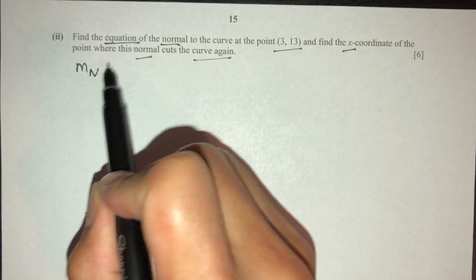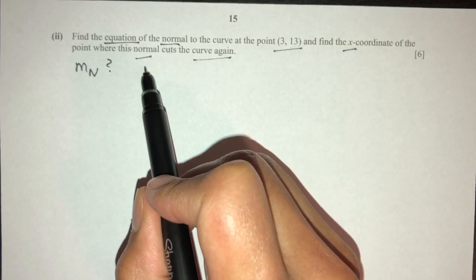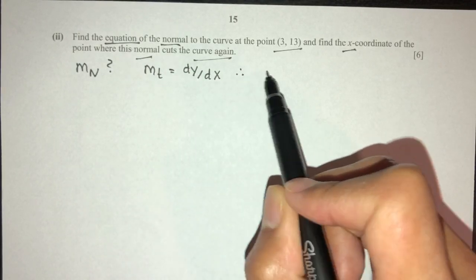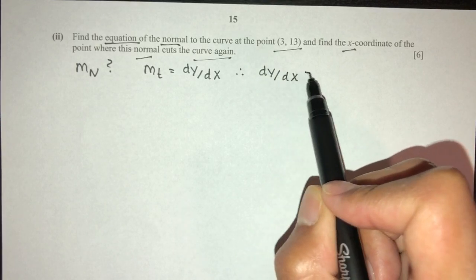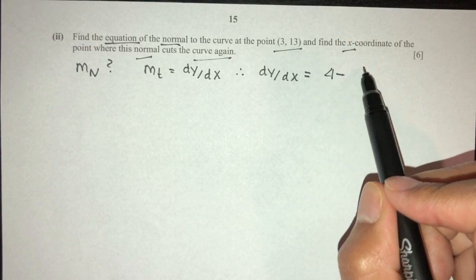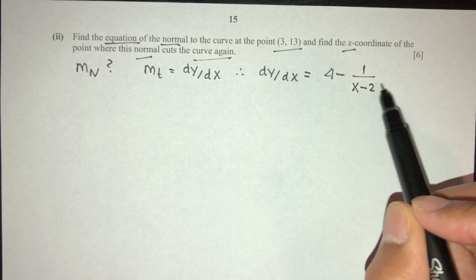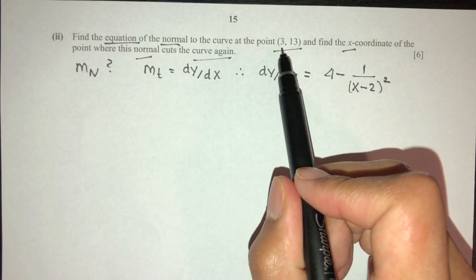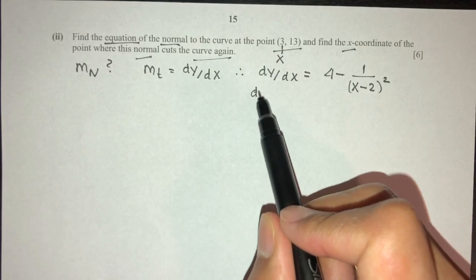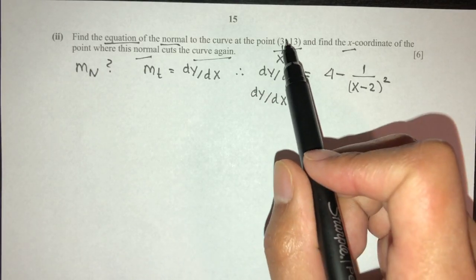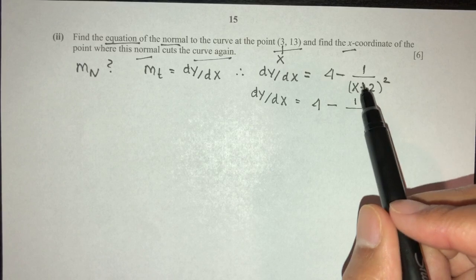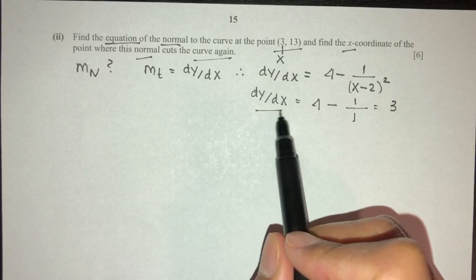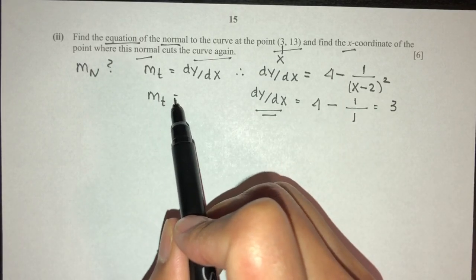So to find the equation, we have to find the gradient. So what is the gradient of the normal? We first have to find the gradient of the tangent, which is dy by dx. So we know that dy by dx has been found from part 1 equal to 4 minus 1 over x minus 2 squared. Now to find the gradient, we have to replace the value of x here. So dy by dx, when x is equal to 3, that will be 4 minus 1 over 3 minus 2, which is 1, so 4 minus 1 is 3. So dy by dx, which is the tangent gradient, is 3.